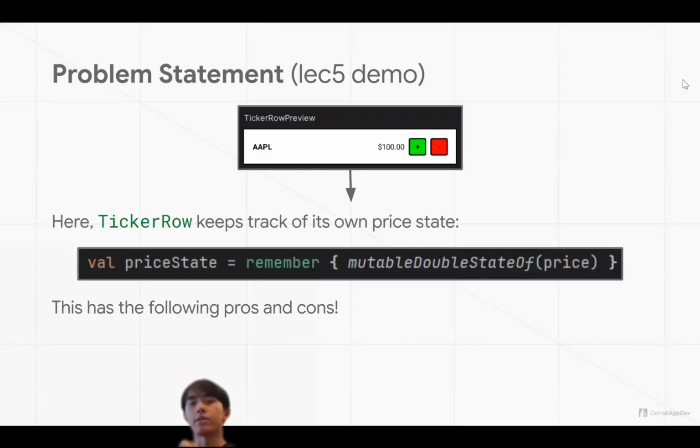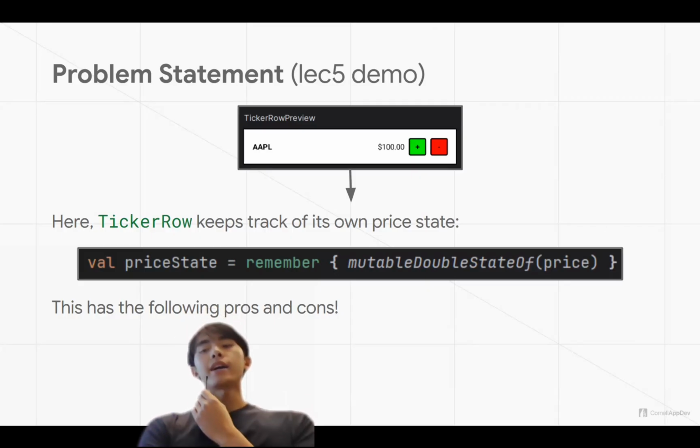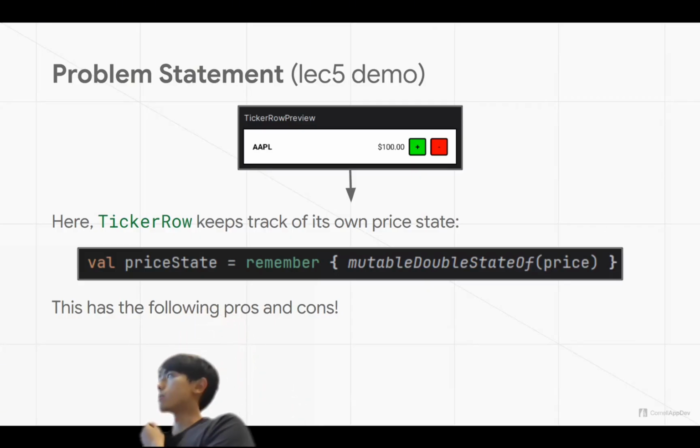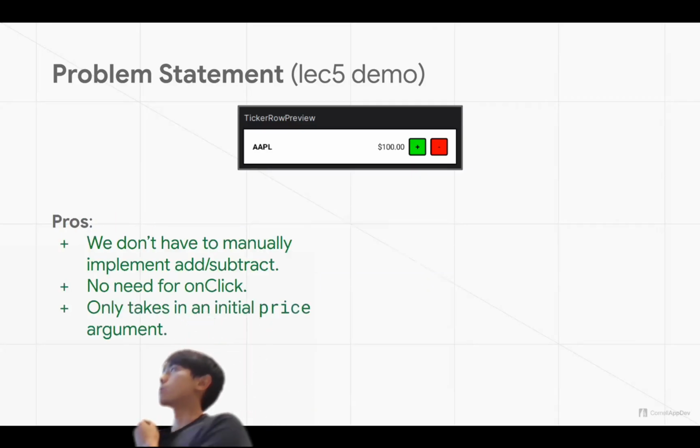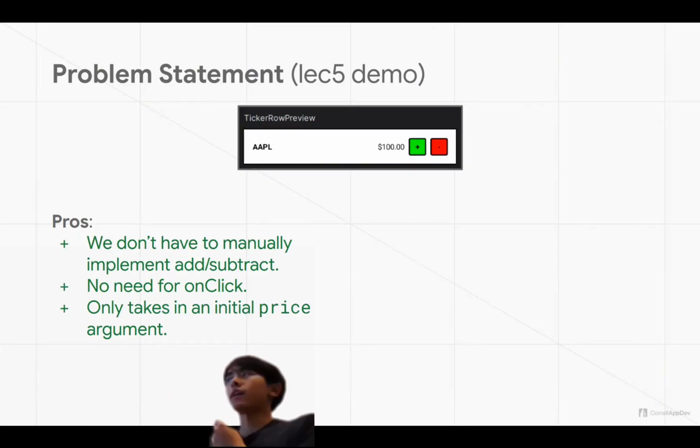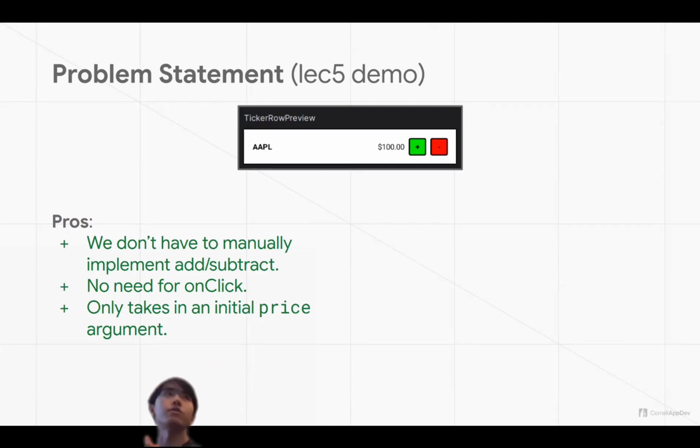The general problem statement is that, like we saw before, the ticker row keeps track of its own price internally. It definitely has some pros in that it's somewhat convenient, but some cons as well. What's nice about it is that we don't need to manually implement add or subtract. Pretend I was another developer just using the component, like it was already finished. I wouldn't have to manually implement the add and subtract myself. That logic is just baked into the component, which is kind of nice.